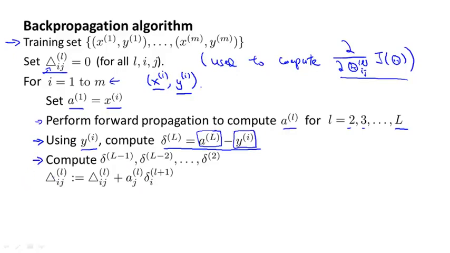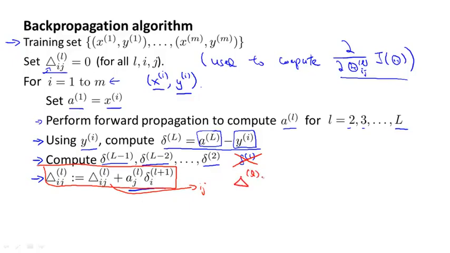Then we use the backpropagation algorithm to compute delta L minus 1, delta L minus 2, and so on down to delta 2. Once again, there is no delta 1 because we don't associate an error term with the input layer. Finally, we use these capital delta terms to accumulate these partial derivative terms that we wrote down on the previous slide. By the way, it's possible to vectorize this too. Concretely, if you think of capital delta L as a matrix indexed by subscript ij, you can rewrite this as: capital delta L gets updated as capital delta L plus lowercase delta L plus 1 times a L transpose.